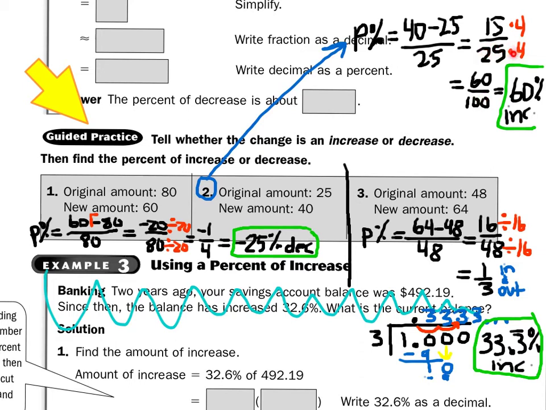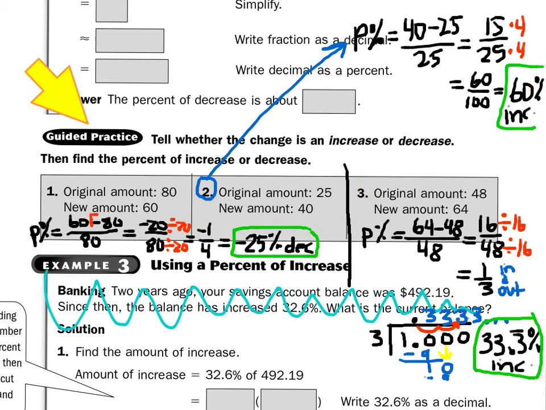Well, it's easy to make this into a percent because I can change 25 into 100 by multiplying by 4. Whatever I do to the bottom, I have to do to the top. So 15 times 4 gave me 60. 25 times 4 gives me 100. Well, 60 over 100 is just a 60% increase. And remember, it's an increase because we got a positive answer, not a negative answer.